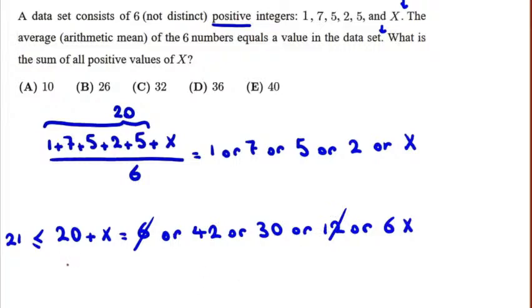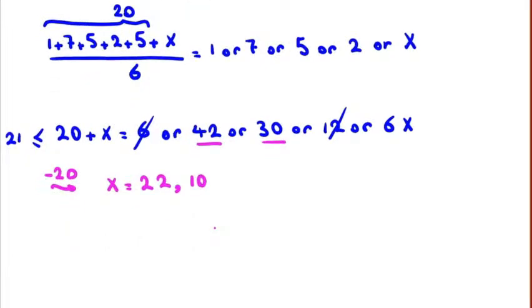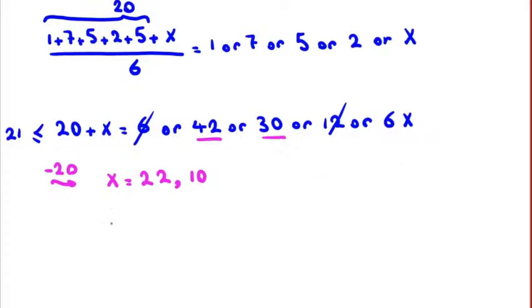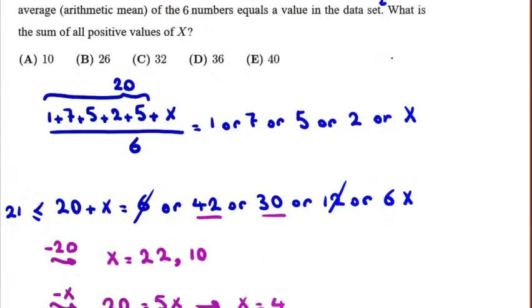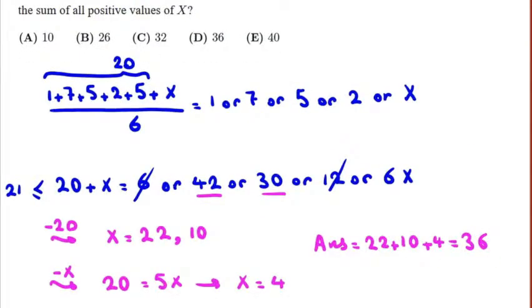Now, in the next step, I want to consider different cases. I subtract 20 from both sides, so x will be 42 minus 20, 22, and 30 minus 20 is 10. Let's consider these two cases first. And for the other case, 20 plus x equals 6x. In that case, I subtract x: 20 equals 5x. So in this case, x equals 4 if you divide by 5. The problem says, what is the sum of all positive values of x? Okay. So the answer is 22 plus 10 plus 4, which is 32 plus 4, 36. And the answer is D.